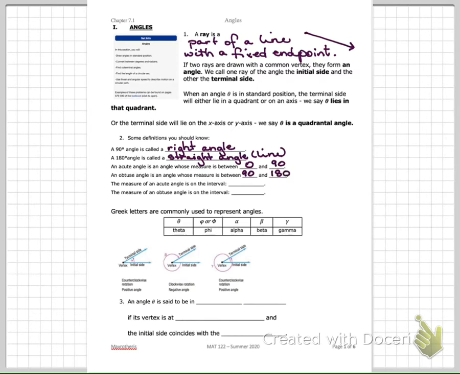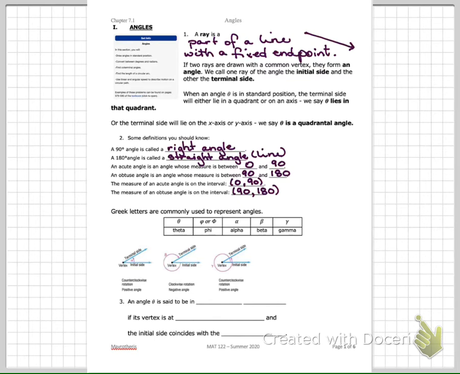And so using interval notation, just like we did in college algebra, the measure of an acute angle is on the interval 0 to 90. Notice that we have parentheses on the ends showing that it cannot be a 0-degree angle. That's not an angle. It cannot be a 90-degree angle. That's a right angle. For the measure of an obtuse angle, same thing with the parentheses, 90 to 180. An obtuse angle is going to lie somewhere in between 90 and 180.